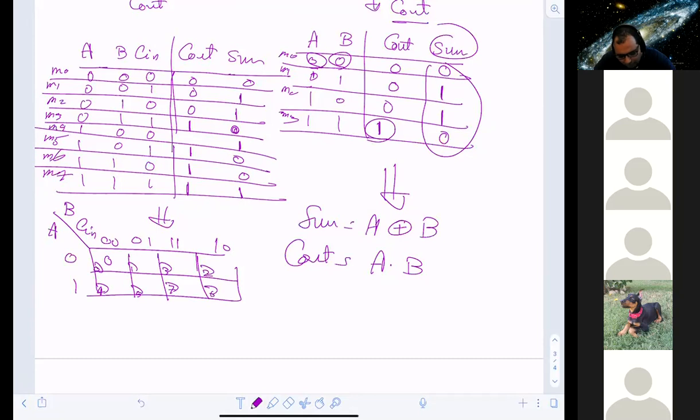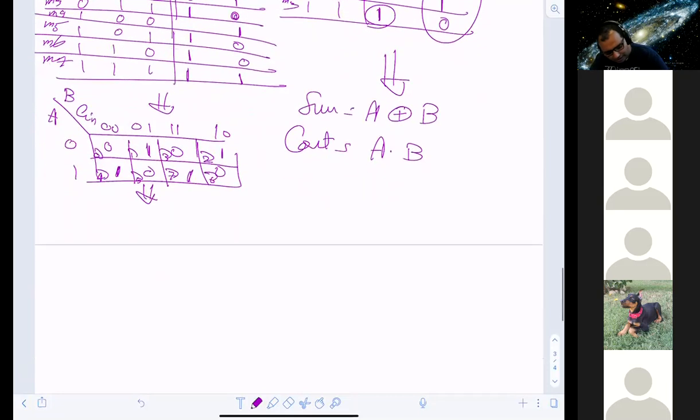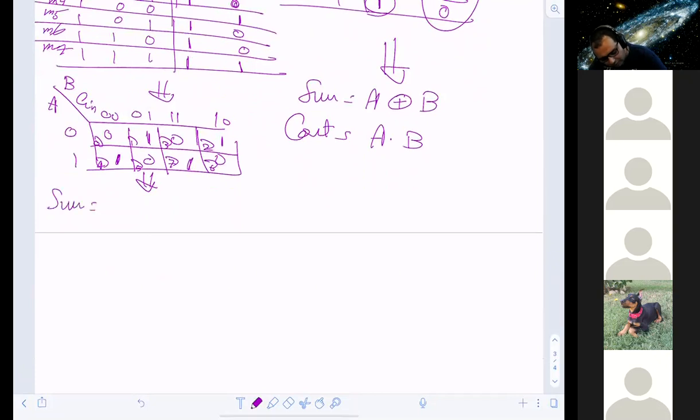Okay, let's put the numbers. So M0 is 0, M1 and M2 exist, and then 4 is happening, and then 7 is happening, and the rest are 0. This is what? A checkerboard. Do you guys agree? Yes. Which means that sum in this case will be A XORed with B XORed with the CIN. Sounds good?